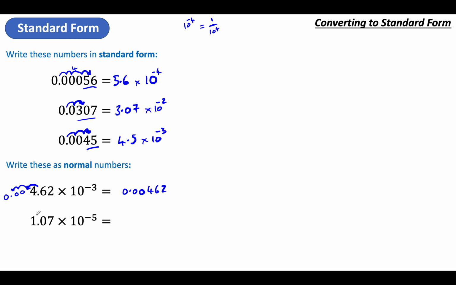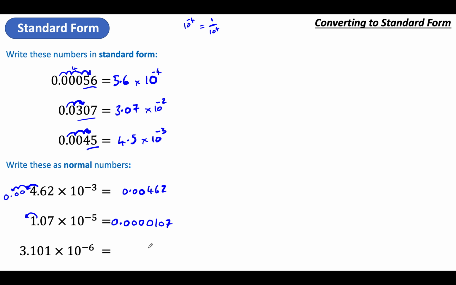Right, minus 5. It's really 5 places smaller, so that would be 1 place to jump that digit. So that's 1 jump, and then we need a total of 5. So 1 jump, 2 jumps, 3 jumps, 4 jumps, 5 jumps. So the point must be in front of that 0. So 0.00000107.